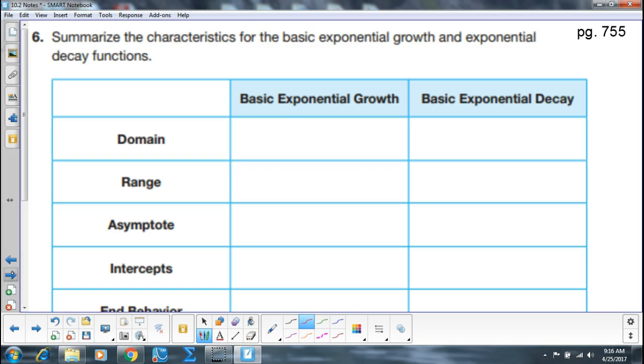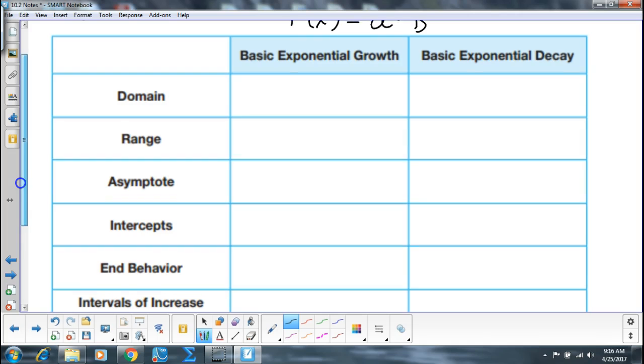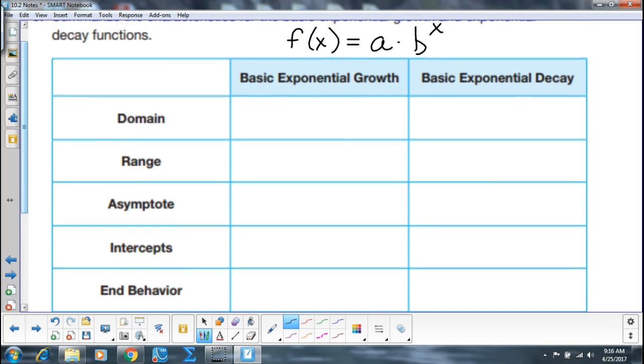At the bottom of page 755, I would like to spend a little bit of time talking about the characteristics of exponential growth and exponential decay functions. So our function is going to be f of x equals a times b to the x power. Okay. So if we are in a growth case, b is greater than 1. If we are in a decay case, b is between 0 and 1.